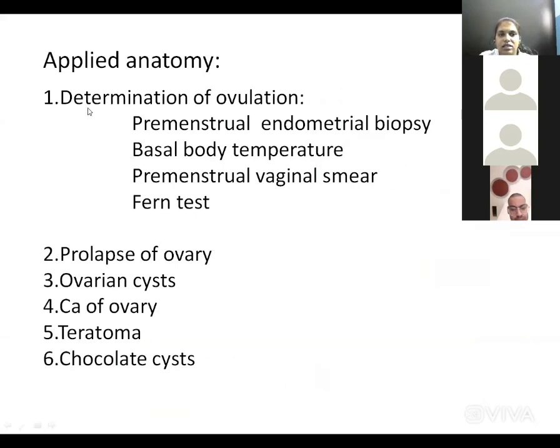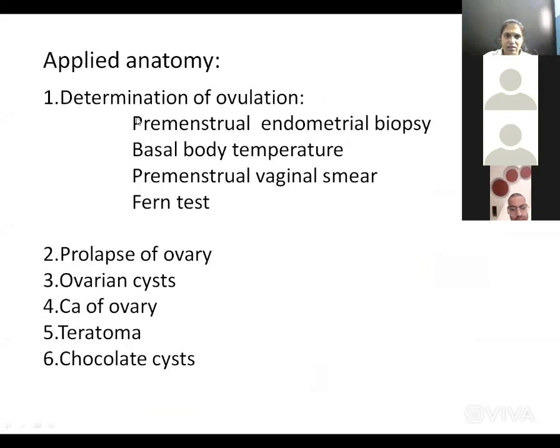Now, here, first one is determination of the ovulation. Do you know ovulation? Yes, ma'am.